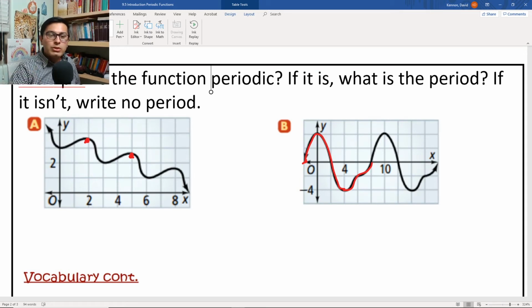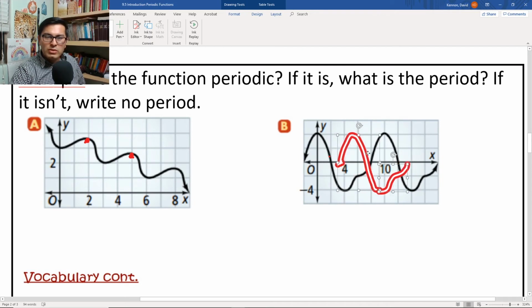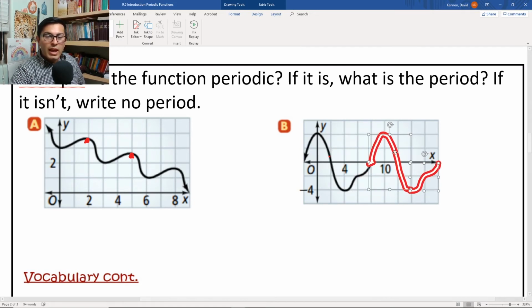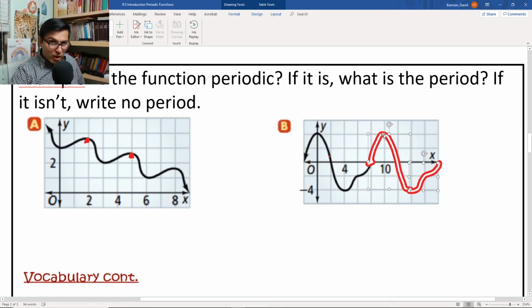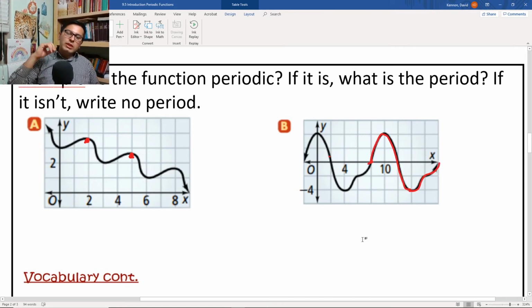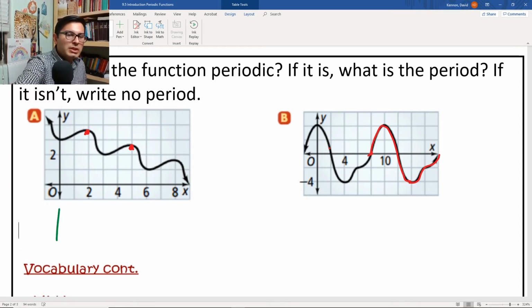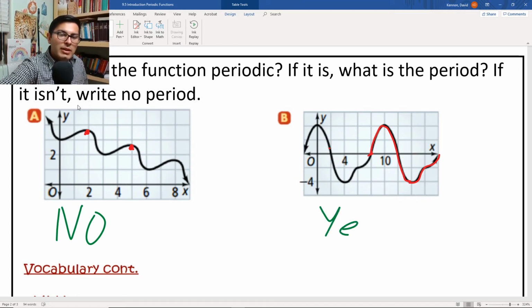So it's a rather large period. But if we move this over, you can see that it perfectly fits onto the next part of the graph. And the y values do actually repeat itself. You can see that this top y value, if I move it over to this over here, it's the exact same y value as we had before. So even though it looks a little bit weird, this would be a periodic function. So this one is going to be a no, and this one is going to be a yes.